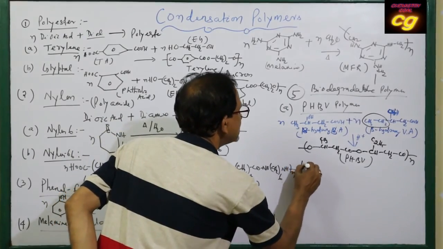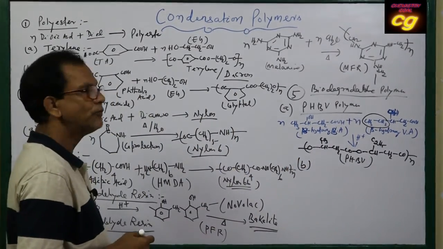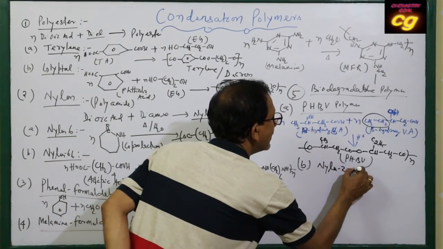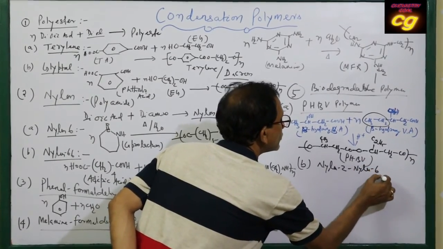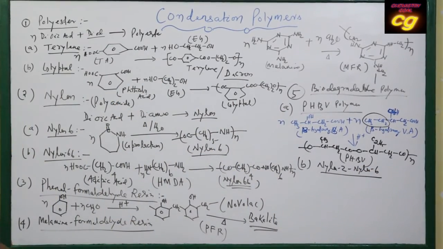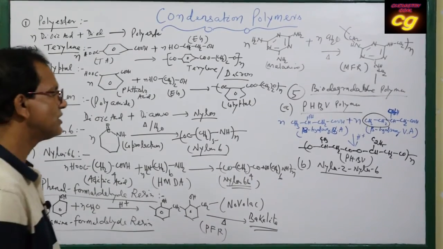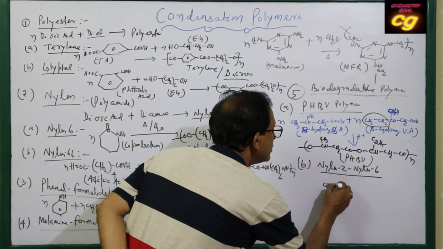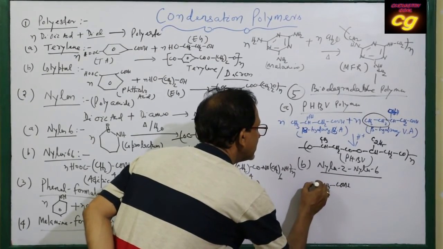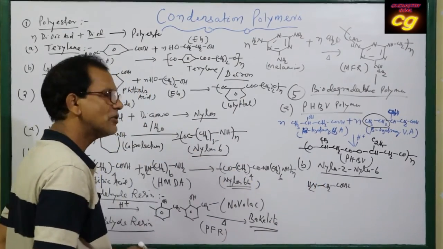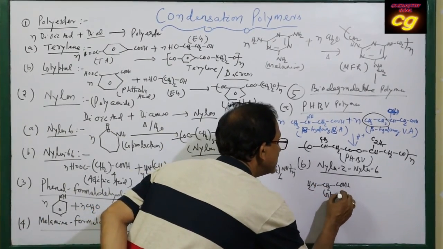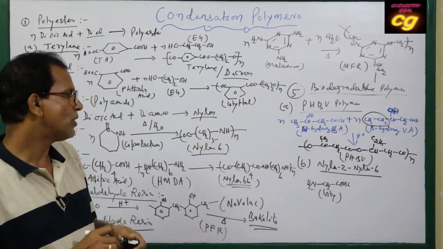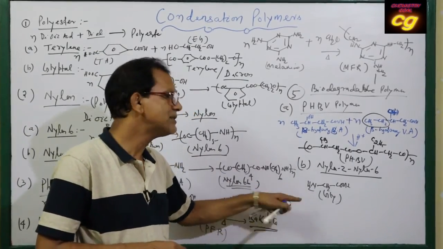Then the second example of a biodegradable polymer is nylon 2, nylon 6. So this is one example of biodegradable polymer, that is nylon 2 and nylon 6. For nylon 2 you take one example having 2 carbon atoms, CH2, COOH, and another is NH2. This is called glycine. Glycine short form is GLY. It is having two functional groups: one is carboxyl group, another is amino group.